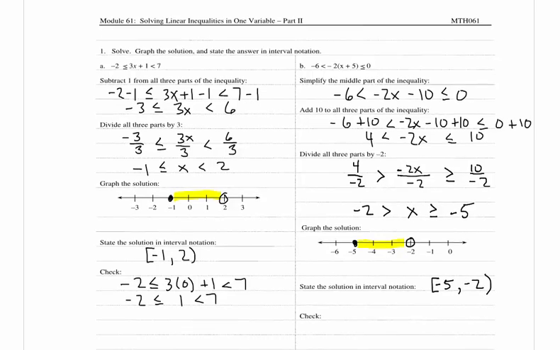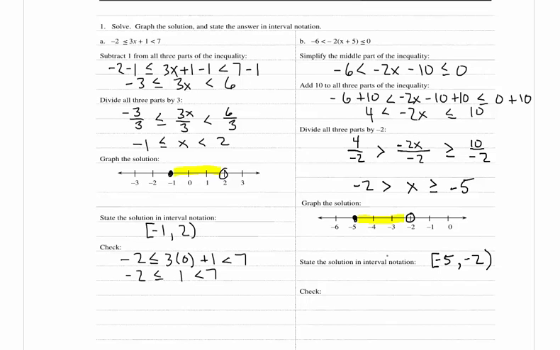And now we want to check to make sure our solution is correct. So we're going to choose a number in our solution set. So I'm going to choose -3, and we have -6 is less than -2 times -3 plus 5 is less than or equal to 0. So I have -6 is less than -3 plus 5 is 2. 2 times -2 is -4. And -4 is greater than -6 and is less than or equal to 0. So our solution set is correct.